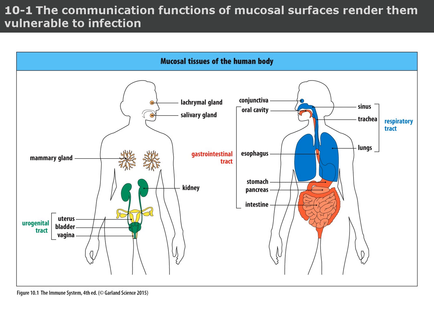This figure maps the key mucosal surfaces: the respiratory tract in blue, the gastrointestinal tract in red, and the urogenital tract in green. It also includes mucosal tissues like the lacrimal and salivary glands, mammary glands, and conjunctiva. Together, these surfaces account for over 3/4 of the body's immune activity, making mucosal immunity a critical line of defense.